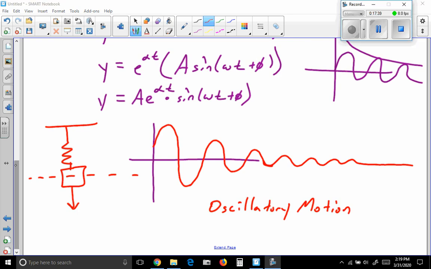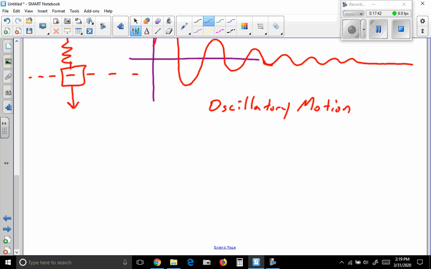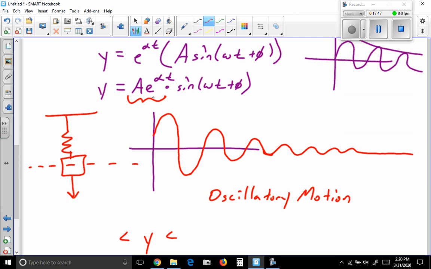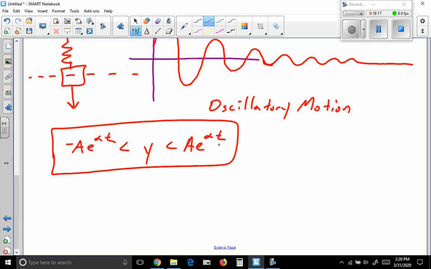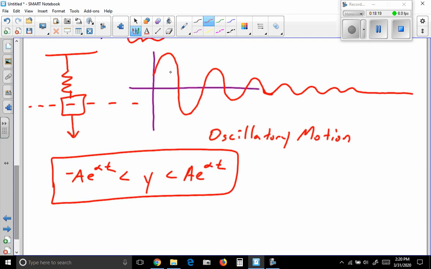Let's mention a couple of other things as far as terminology. So our y values are going to range. This is going to affect our amplitude. The largest value for sine is 1 and the smallest is negative 1. So if this is as big as possible, then the largest this could be would be a e to the alpha t. If sine is negative 1, then we could have negative a e to the alpha t. So our amplitude is going to be somewhere in that region, and our amplitudes are going to be changing.